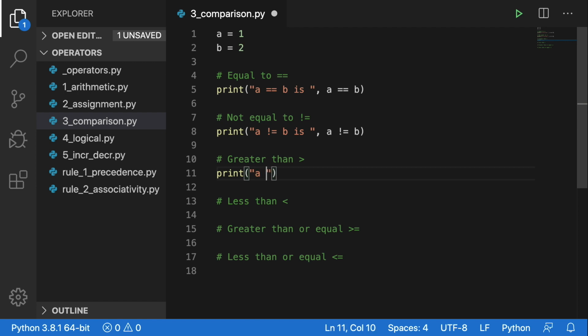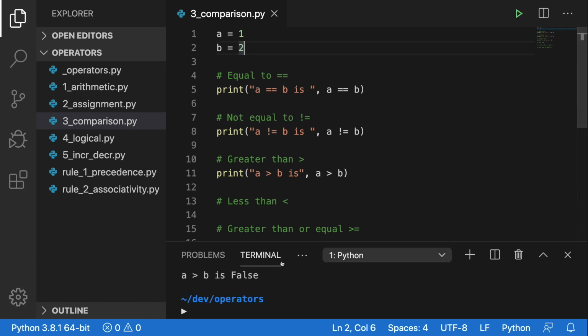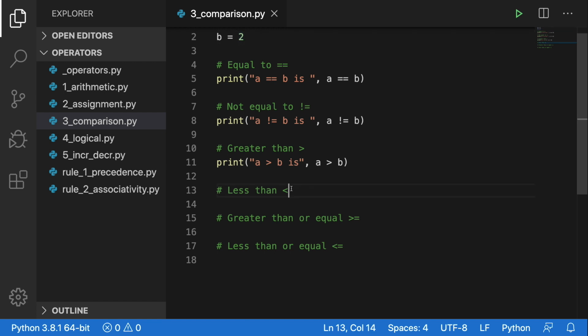Let's run is greater than. A greater than B. Greater than checks if the value on the left is greater than the value on the right. True if the left operand is greater than the right operand. So A is 1, B is 2. The result is false because A is not greater than B. Next one is less than.